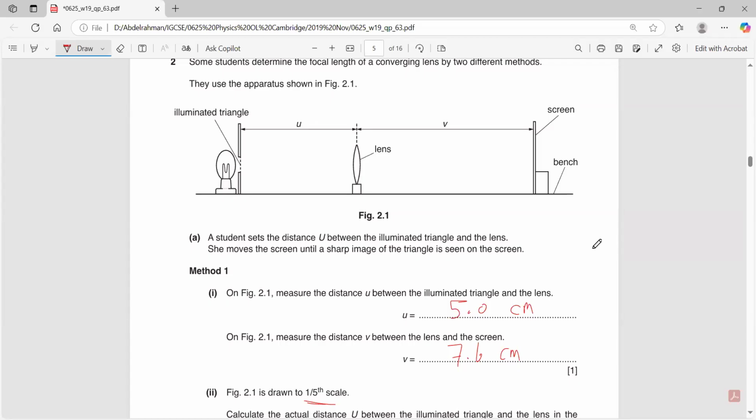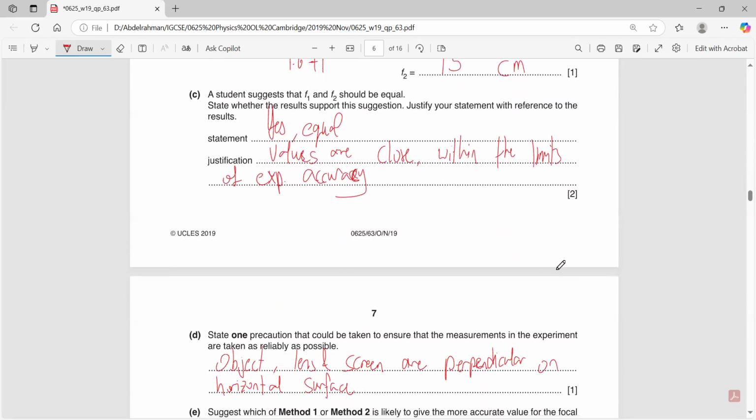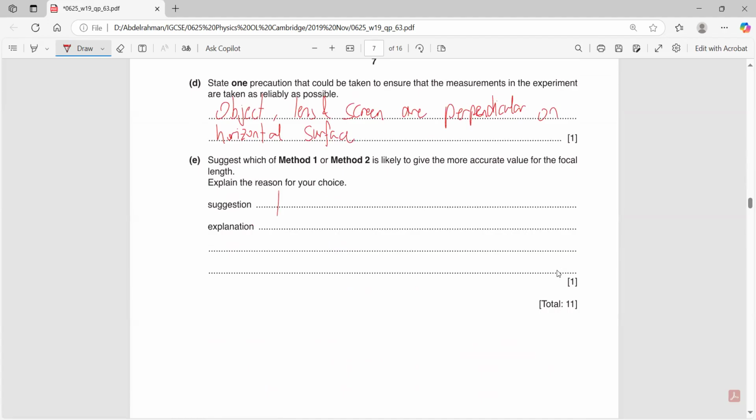If you want to say method 1 is more accurate, you could say so. For example, you might say method 1 is more accurate because taking the height of the image from the screen might be a bit more difficult. Either case is correct, but you have to write down the correct justification. Why is this method more accurate? If I say method 2 is more accurate, I need to say why.